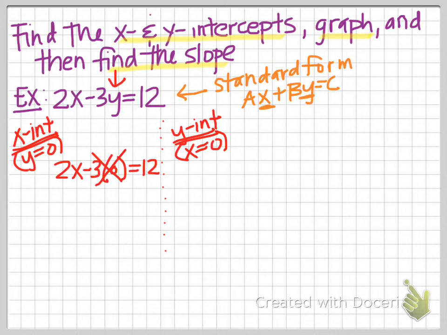So when I multiply that negative 3 by 0, it makes 0 and it's really gone. So that whole y term disappears. Now I've got 2x equals 12. And if I want to rewrite that so it's a little bit easier to see, that's fine. Easy equation to solve. You're going to divide both sides by 2, and then x equals 6.